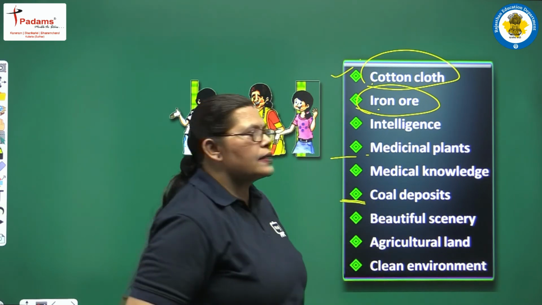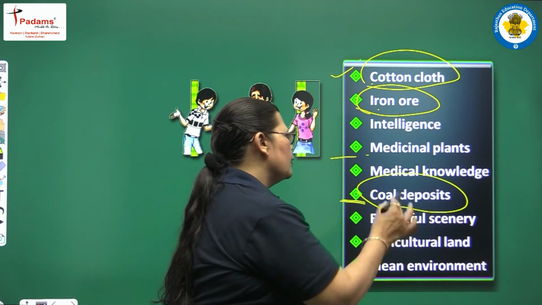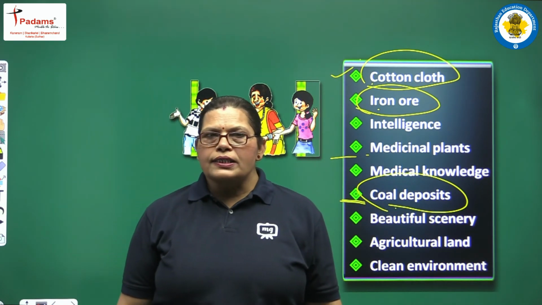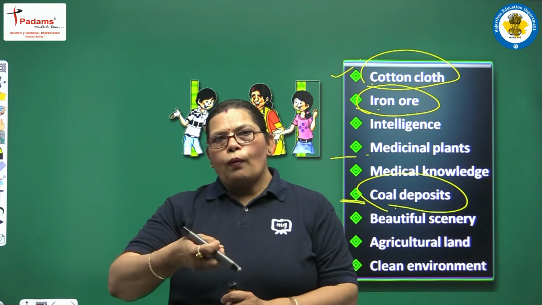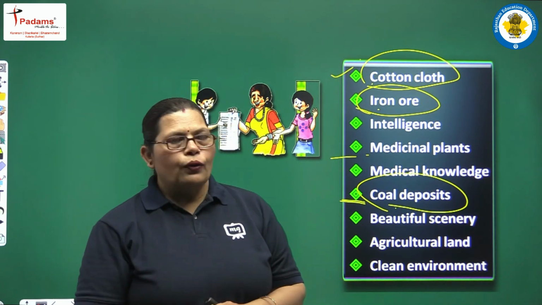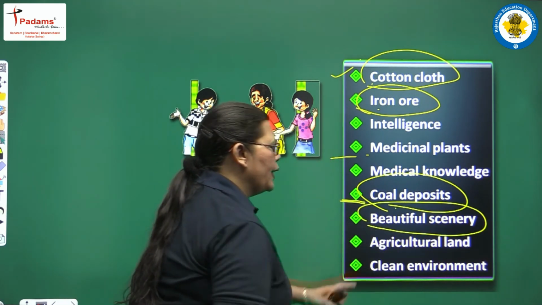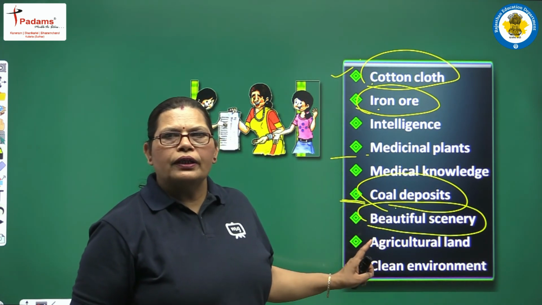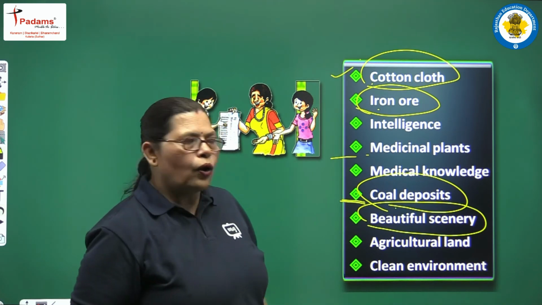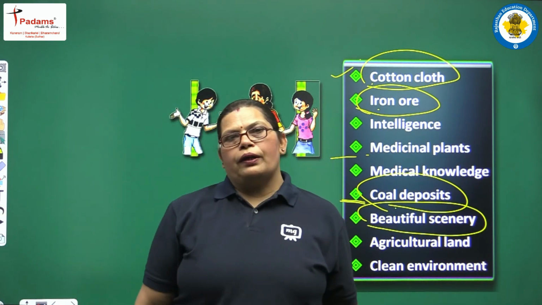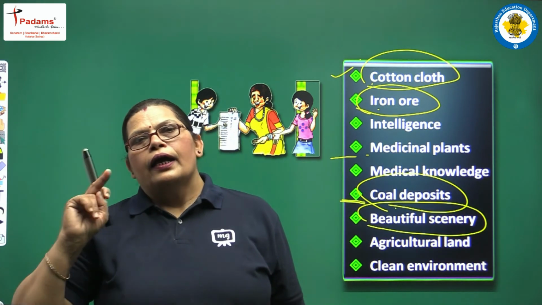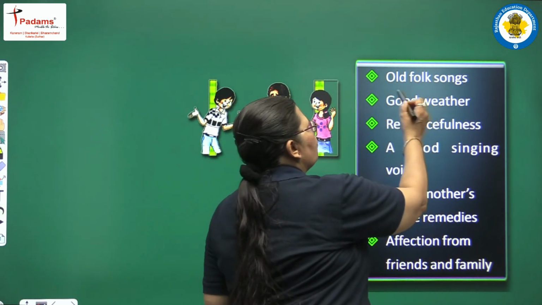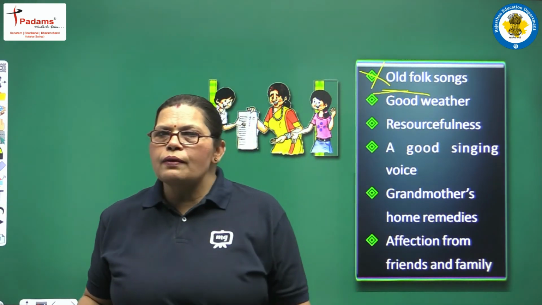कोल डिपॉजिट्स हैड सम कमर्शियल वैल्यूज और नॉट? यस, दे हैड. बट व्हाट अबाउट ब्यूटीफुल सीनरीज? ब्यूटीफुल लैंडस्केप्स, ब्यूटीफुल सीनरीज हैड सम कमर्शियल वैल्यूज और नॉट? नो. But what about agricultural lands? When they produce grains and vegetables and everything to all of us, yes, it had commercial value. About the cleaning environment, again consider this one have some commercial values or not? Next here, old folk songs. Old folk songs had some commercial values.